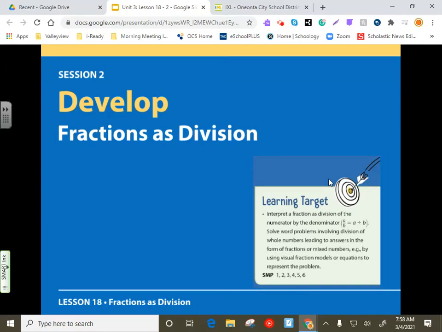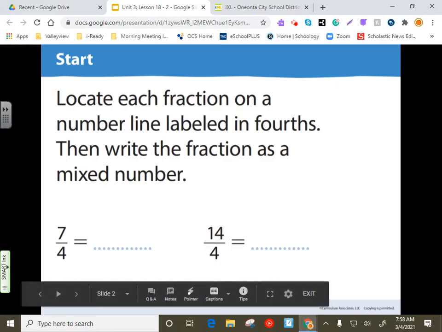All right, so we are moving on to session 2 for lesson 18, and we're still going to do some more practice with fractions. Again, this lesson is really just a mini lesson to help you understand that fractions and division are completely related to one another. Today we'll dive in more into how improper fractions and mixed numbers are related as well. Let's show that with the warm-up.